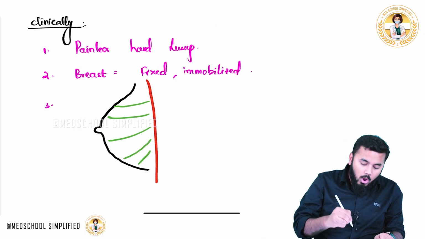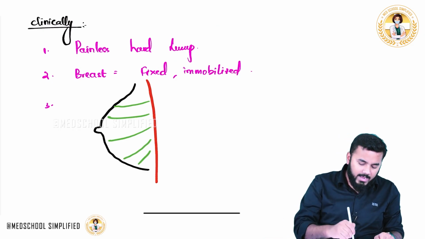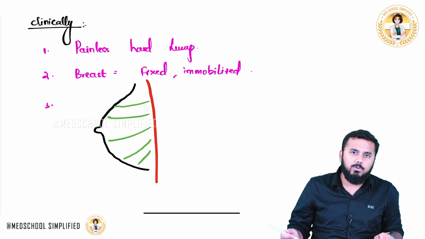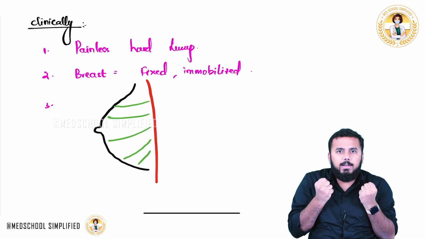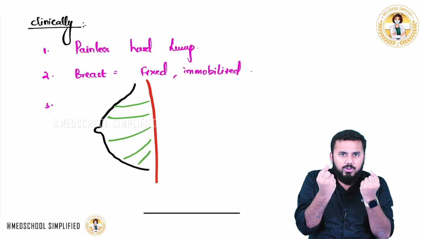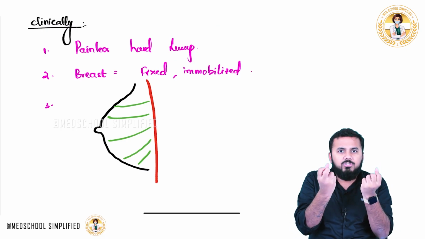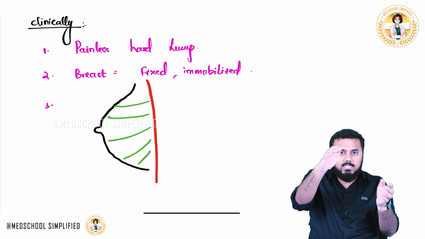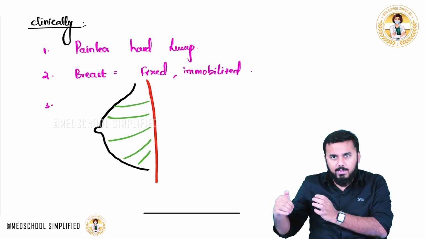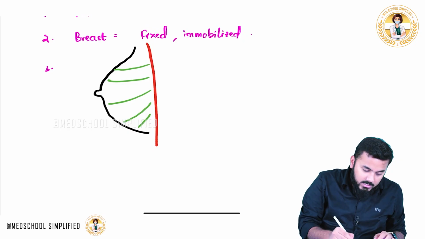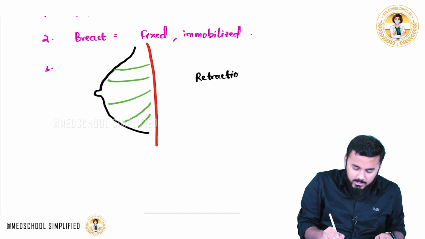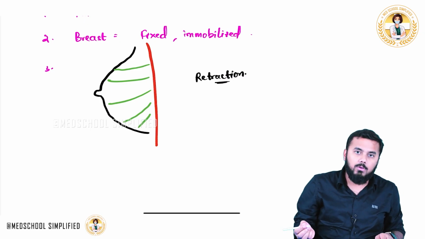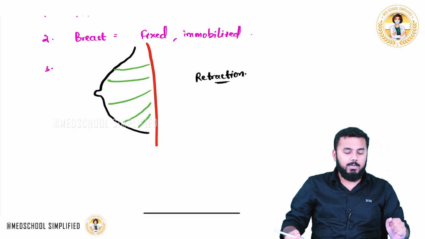Now, if there is a lot of fibrous tissue, if there is a lot of cancerous cells that are deposited on this ligament of Cooper, then this ligament of Cooper will shrink. It will stretch inside. So, when this ligament of Cooper shrinks, what will happen is that the entire skin of the breast will fold inwards. Okay. So, this is called as retraction. This is called as breast retraction.